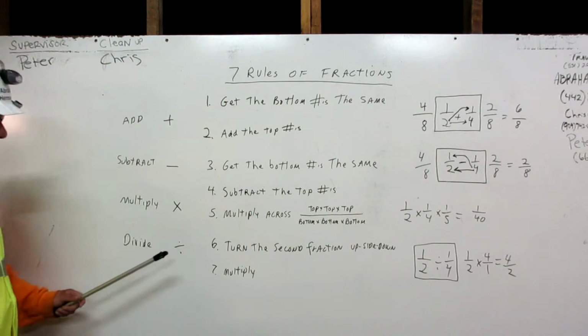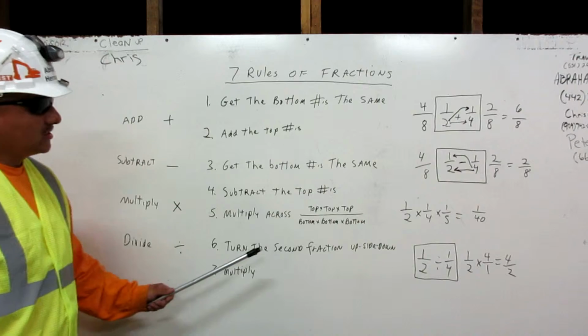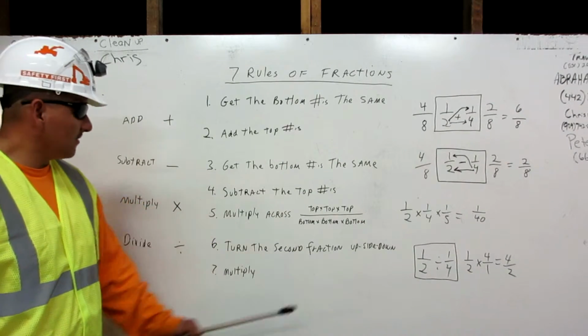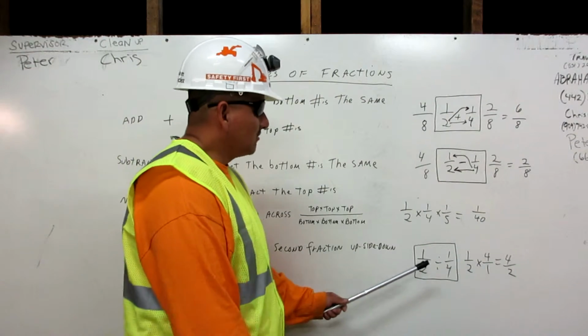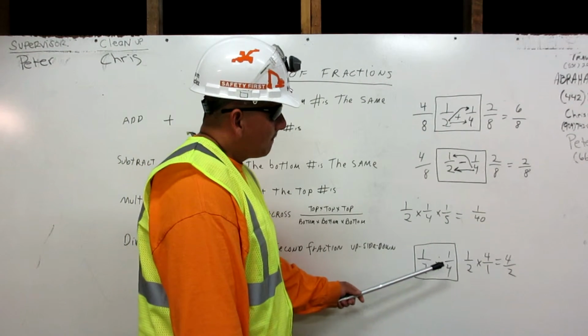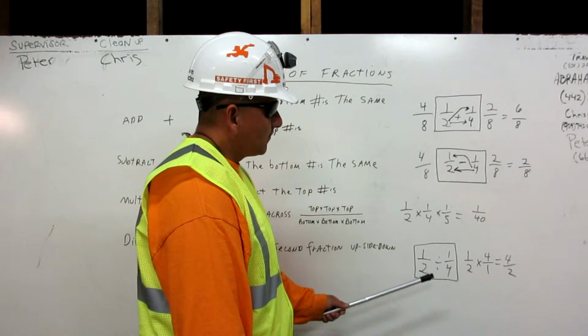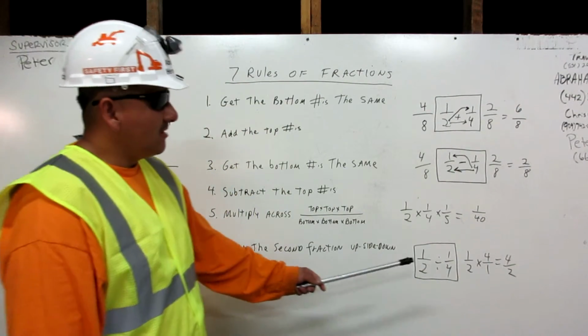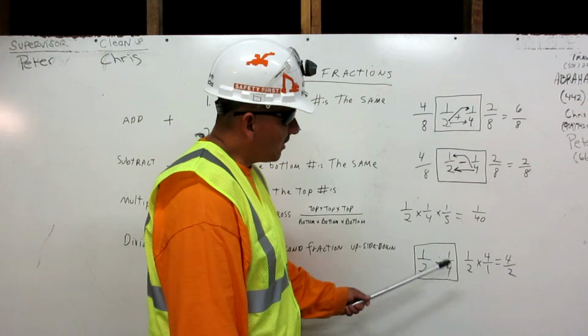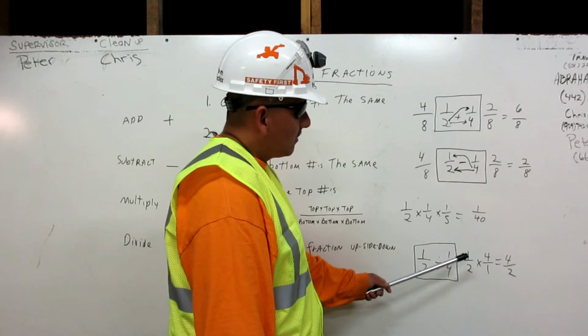To divide, I got rule number 6. Turn the second fraction upside down, and rule number 7, multiply. Here's an example. I'm trying to divide 1/2 divided by 1/4. I can't do nothing until I turn the second fraction upside down. To do that, I draw a square, and here I have it.